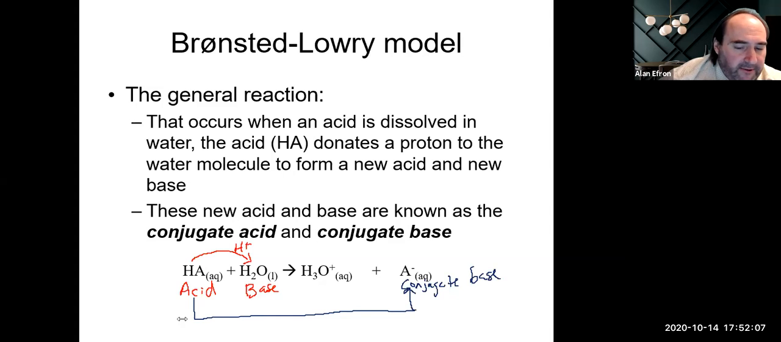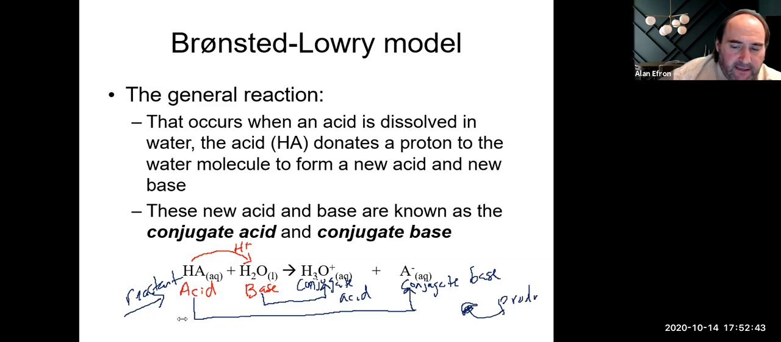While if we look at water, water on the left-hand side is related to H3O plus on the right-hand side. And since water is a base, its partner on the other side is what is known as the conjugate acid. So we get this acid and conjugate base pair and base and conjugate acid pair. And just so we're clear on the locations of those things, the acid and base, just a regular old acid and base, are always on the reactant side. Our conjugate partners are always on the product side.